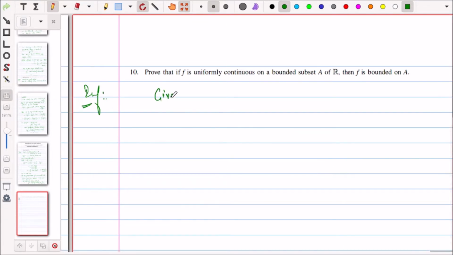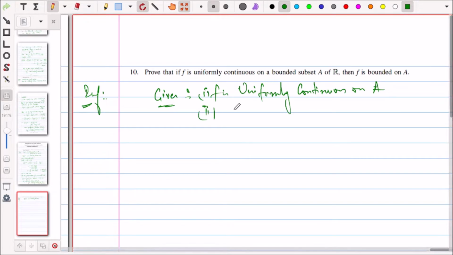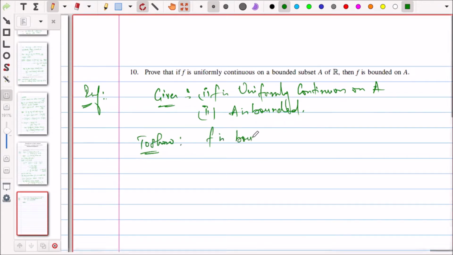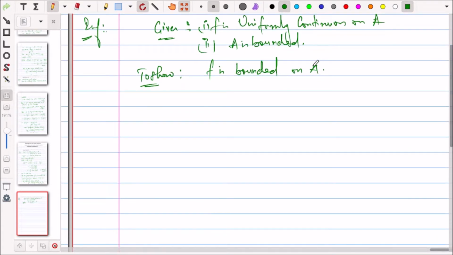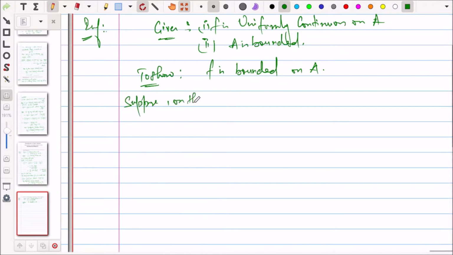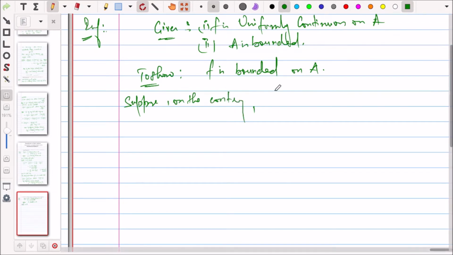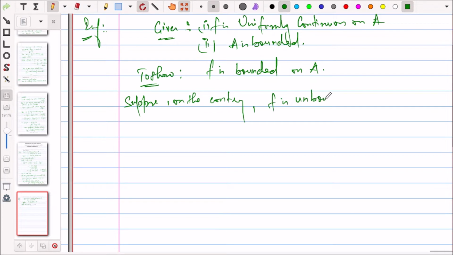Given: f is uniformly continuous on A first, and second, A is bounded. So we are given two things and we have to show f is bounded on A. For this, we will generate a sequence. We will take the contrapositive approach. Suppose, on the contrary, f is unbounded on A.